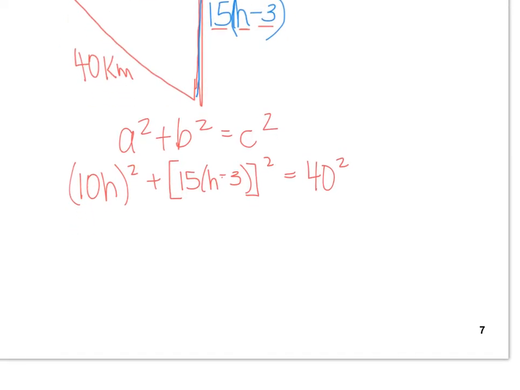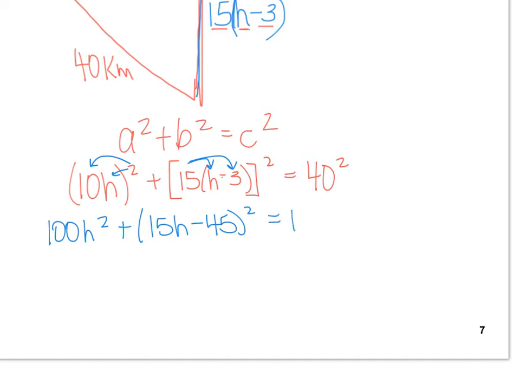So 10h squared, remember your exponent rules. This squared multiplies to everything, or it belongs to everything. So we're going to get 100h squared plus, I'm going to expand and distribute in here first. So I'm going to get 15h minus 45 squared equals 40 squared, which is 1600.